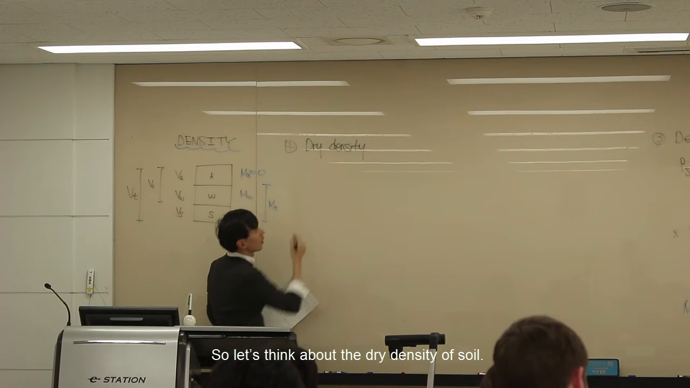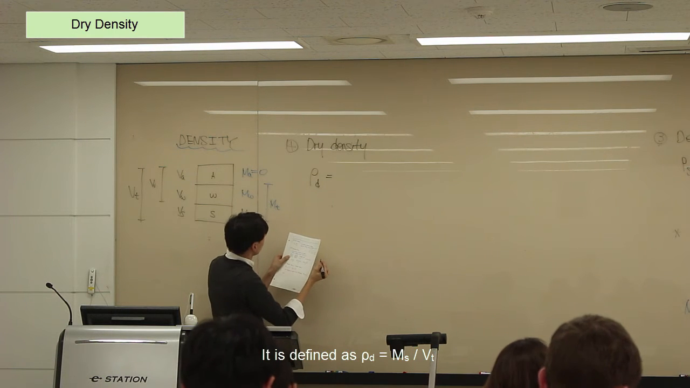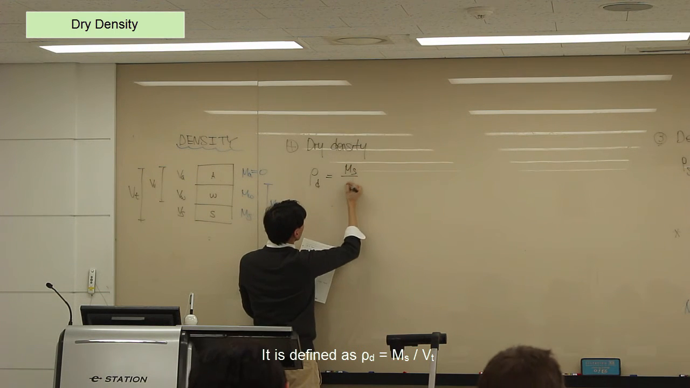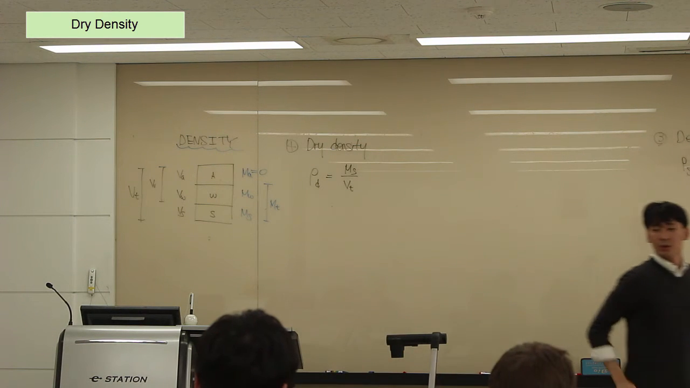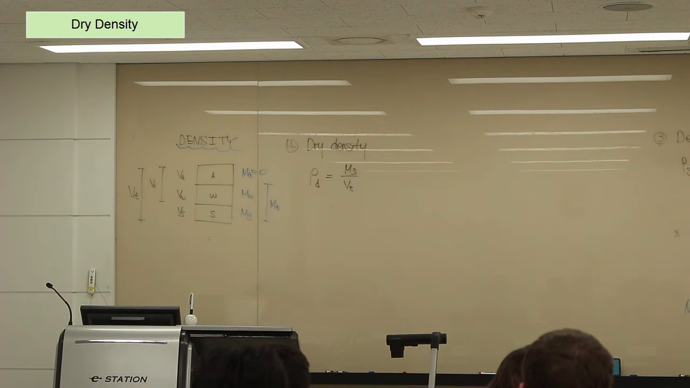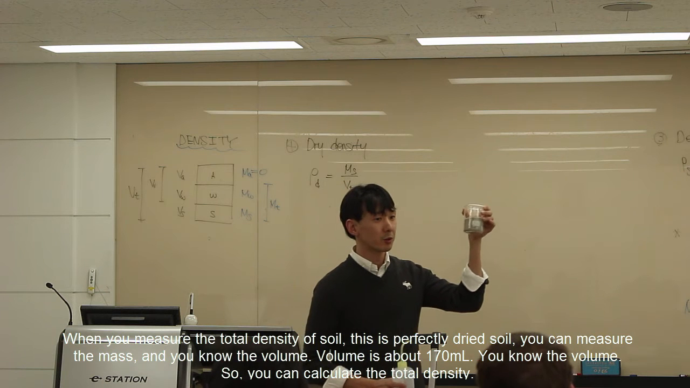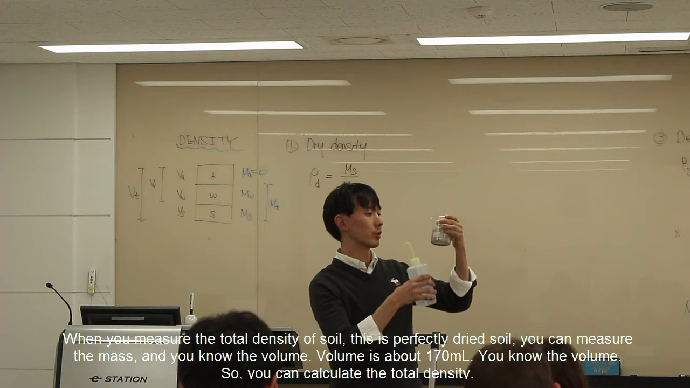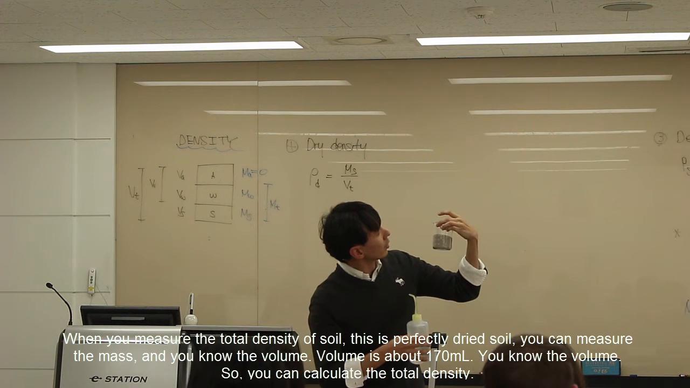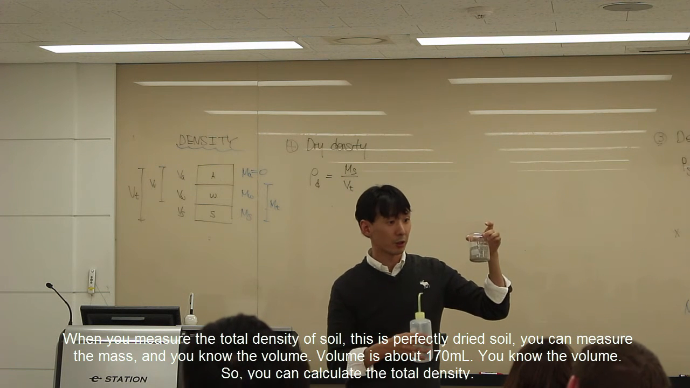So dry density. Now we will talk about the dry density of the soil. Dry density is defined as the solid mass over total volume. When you measure the total density of this soil, this is perfectly dry soil. You can measure the mass, and you know the volume. It says the volume is about maybe 170 milliliters, so you can calculate the total density.